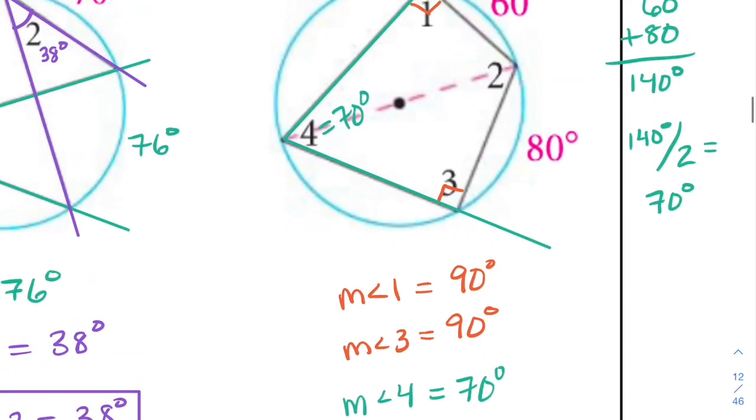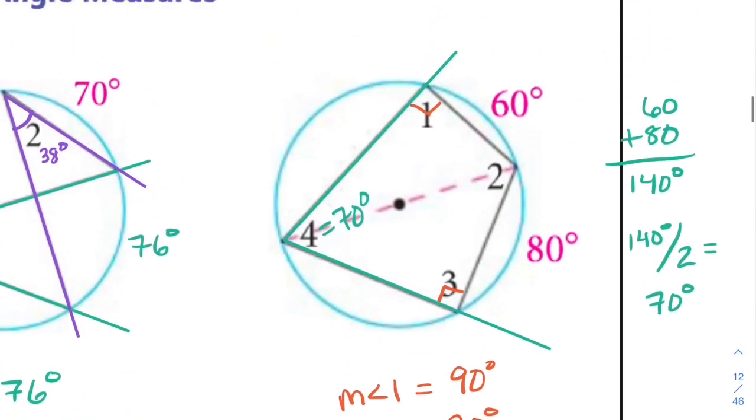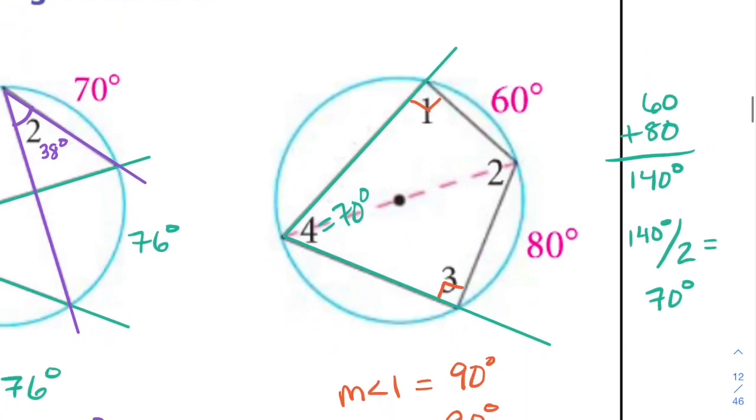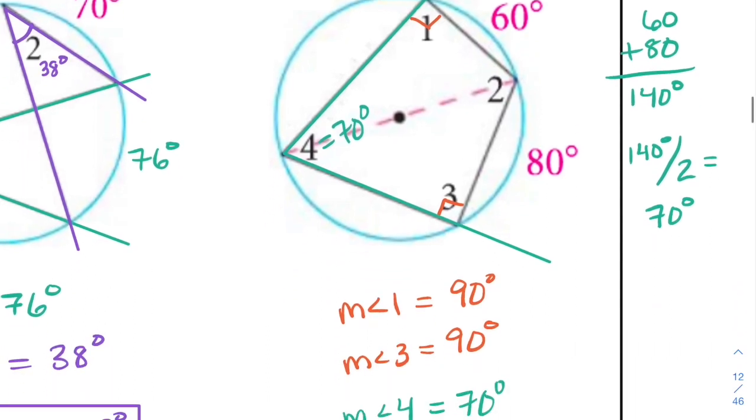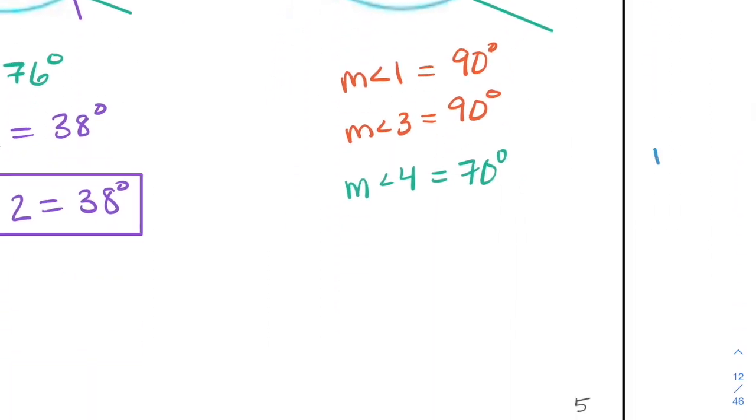And lastly, if I want to find angle 2, yes, I can do algebra. I can do 180 take away 60 to find out this arc right here is 120. And I can also do 180 take away 80 to find out that's 100. But I also know that 70 plus the measure of angle 2 has to add up to 180. So I'm just going to say 180 take away 70 is 110. So the measure of angle 2 has to be equal to 110 degrees.